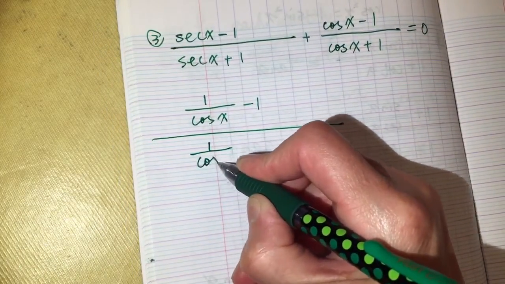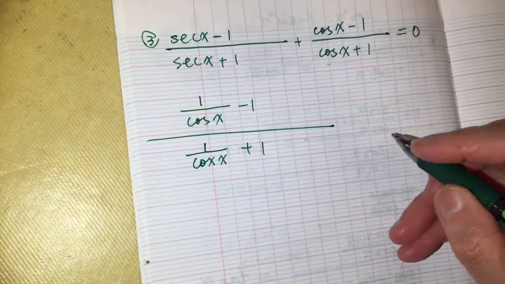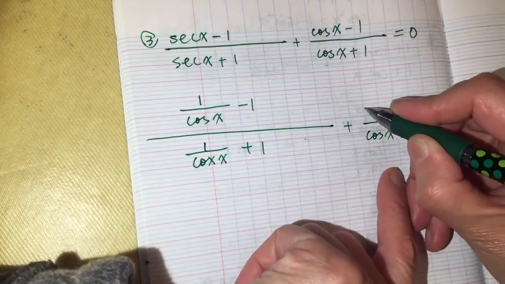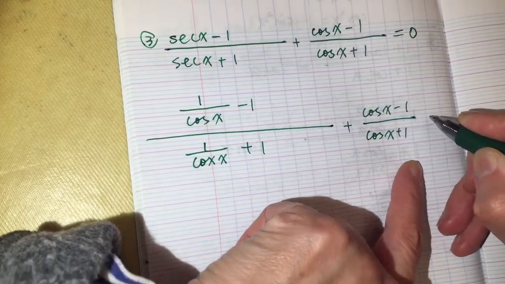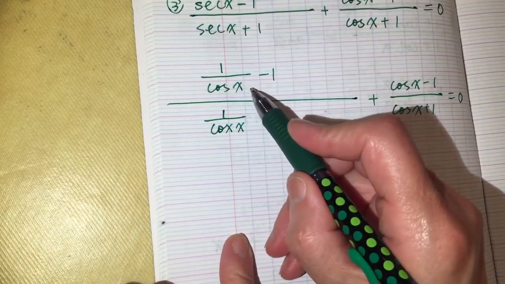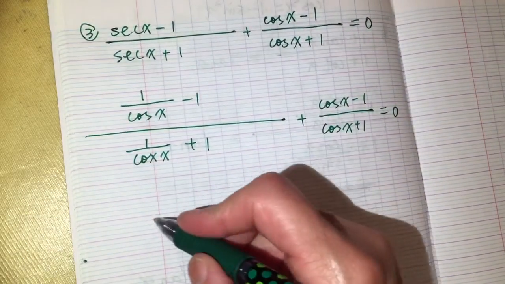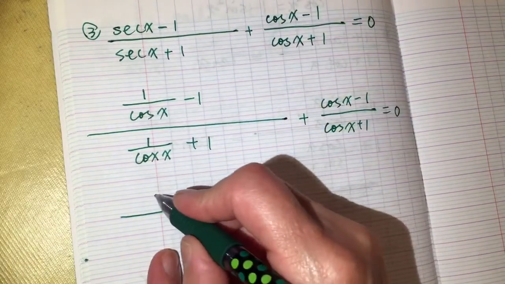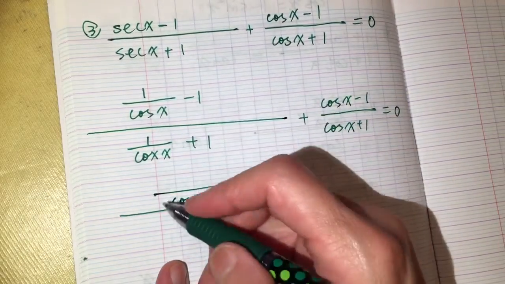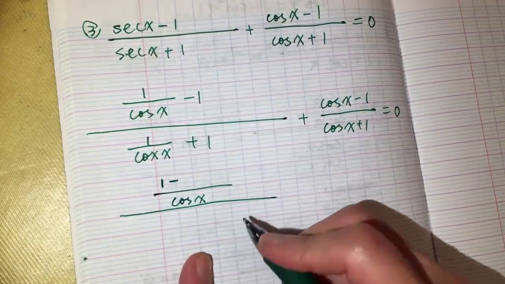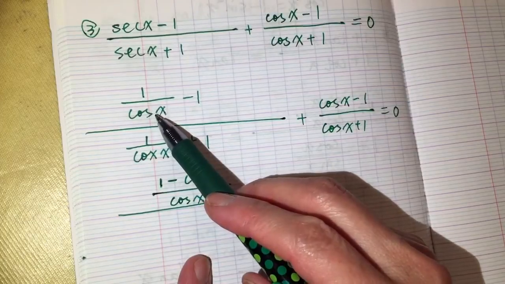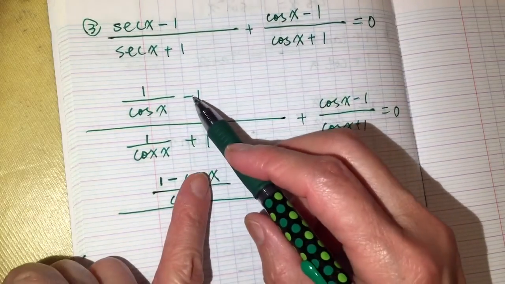1 over cosine x plus 1 plus cosine x plus 1 over cosine x minus 1 equal to 0. Are we equal to 0? So this one you have to make sure that they are the same denominator, right? On the upper part, the denominator is cosine x. On the other part it is 1 minus cosine x, right? Cosine x over cosine x is 1.